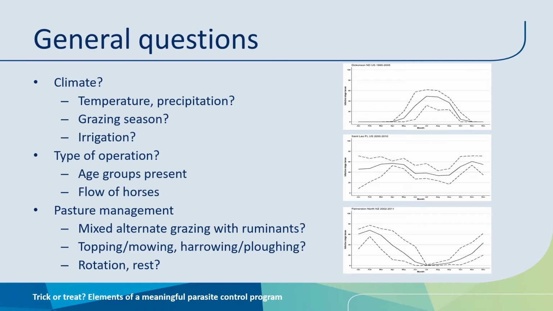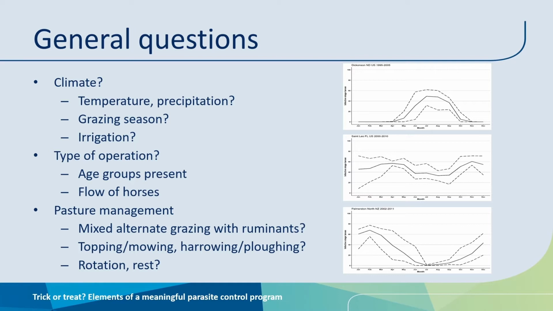So you can see in North Dakota, we have a distinct seasonality with an off-season and an on-season. In the off-season, it gets so cold that nothing develops. And then in the grazing season, the parasite transmission season, we do have parasite infectivity.